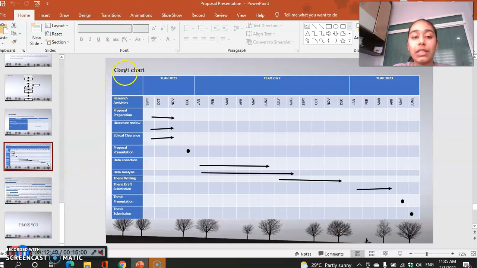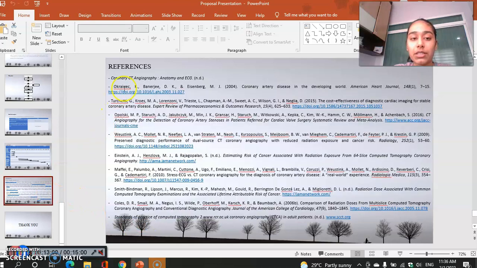So this is my Gantt chart, from year 2021 to year 2023, as you can see here. And this is my reference list, all of it.